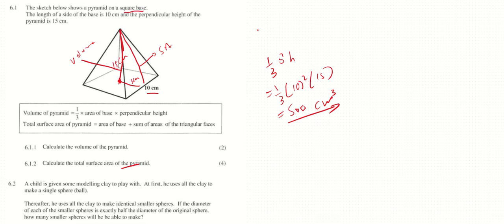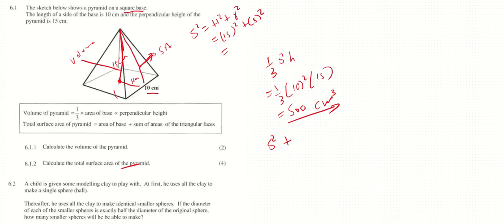Surface area, we look at what do we see? We see a square. How many squares? We have one square, which is side squared, plus how many triangles? We have 4 triangles, but for the surface area, we use the slant height. So we must get the slant height first. So slant height squared is equal to the height squared plus the radius squared, which is 15 squared plus 5 squared.